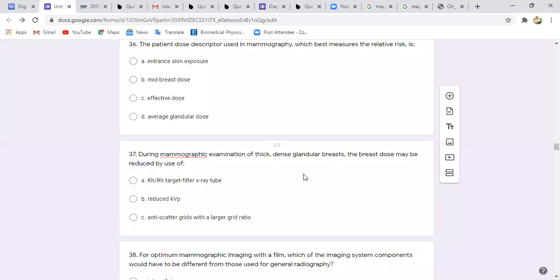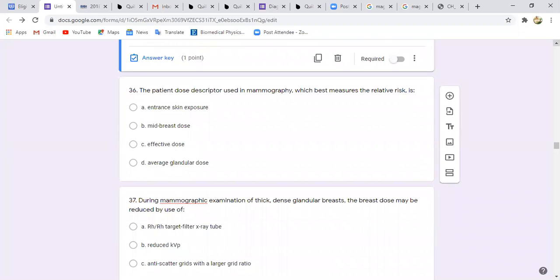So excuse me, for 36, I didn't get that. For 36, the patient dose descriptor in mammography, I think we have so many dose descriptors. Like for CT, it's CTDI, and at times DLP, the dose length product, and then CTDI, that's the CT dose index. For ordinary radiography, you can use ESE, entrance skin exposure. Any of those ones are okay for describing the patient dose.